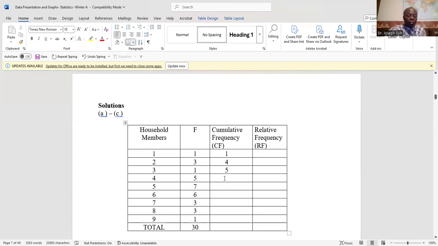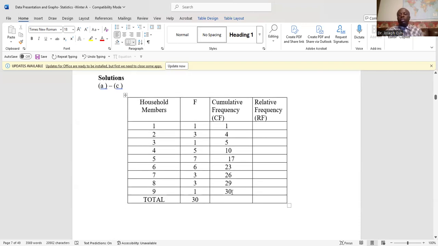5 plus 5 gives you 10. 10 plus 7 gives us 17. 17 plus 6 gives us 23. 23 plus 3 gives us 26. 26 plus 3 gives us 29. 29 plus 1 gives us 30. So that's how you get cumulative frequency. Add to the next frequency.